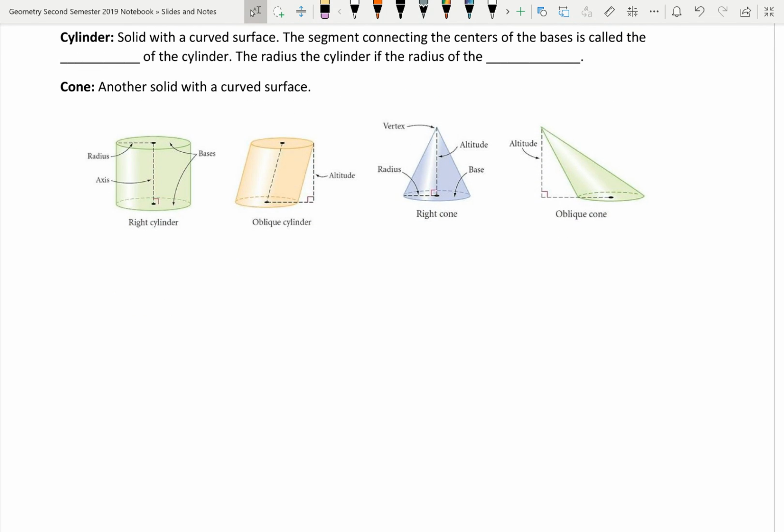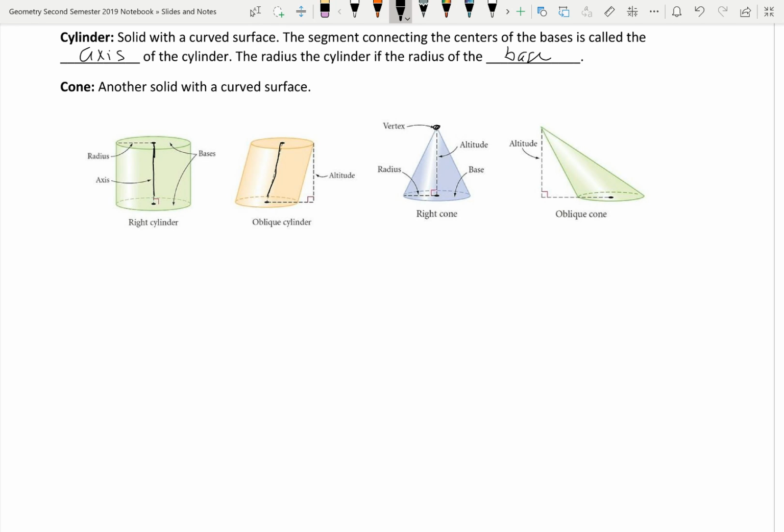Cylinder. A cylinder is a solid with a curved surface. The segment connecting the centers of the bases is called the axis of the cylinder. The radius of the cylinder is the radius of the base. And a cone is another solid with a curved surface. So again, the vertex of the cone refers to that point. An axis for a right cylinder is straight up and down, and it's going to be slanted for an oblique cylinder.